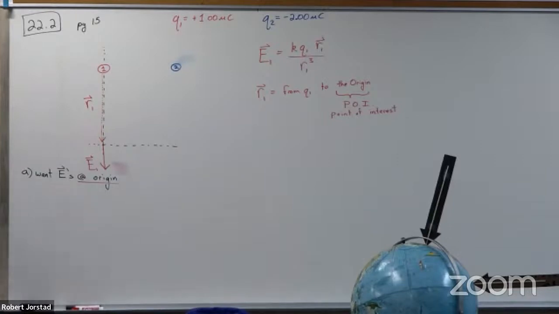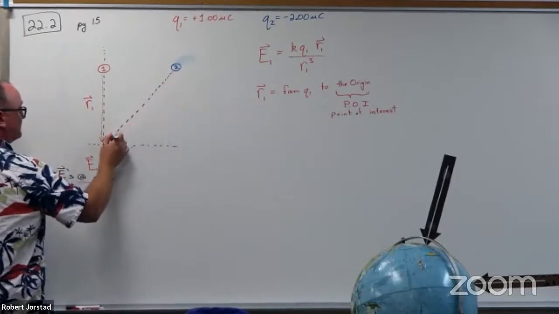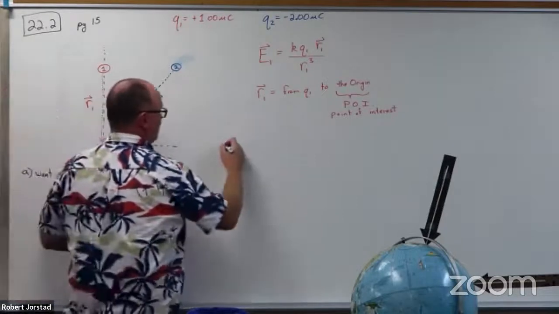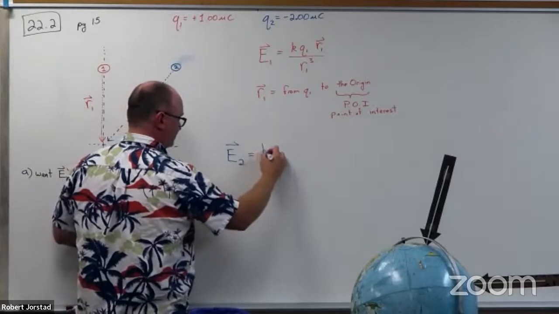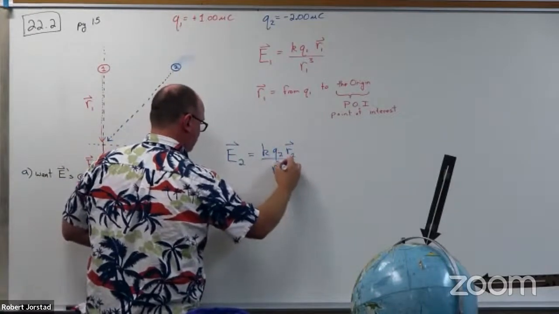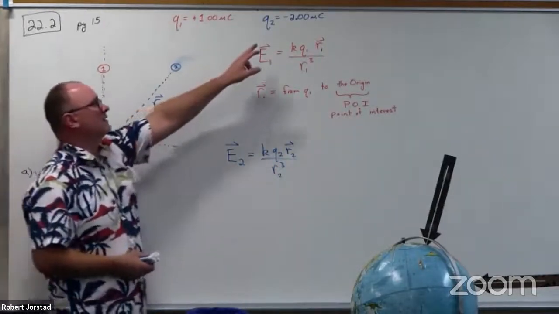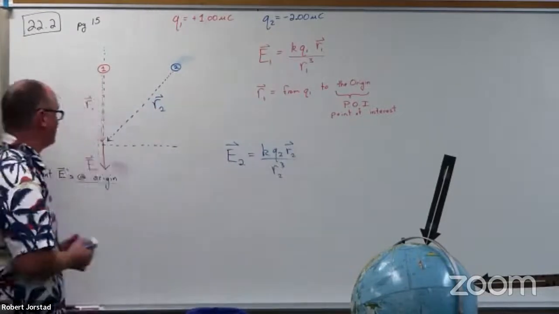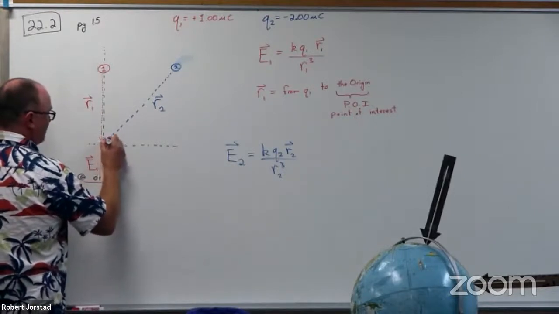Similarly, that is R2. I know that E2, I'll put this somewhere here. Right? Q2 is a negative charge. So I know it's going to point opposite this direction, or opposite this vector. So I know that electric field 2 is going to point up this way.